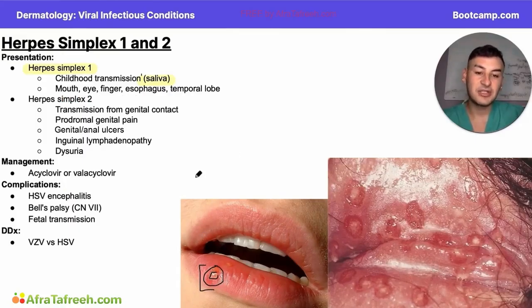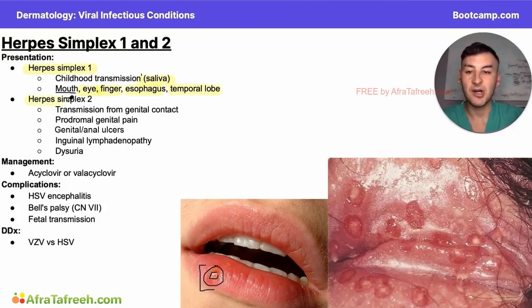Now, HSV1 is not just limited to the mouth, it's just the most known place for it to happen. But it can also happen in the eye, on the finger, esophagus, and also in the temporal lobe. And we're going to have a table and a visual diagnosis activity that's going to go through each of these pathologies. Okay, so that's herpes simplex 1.